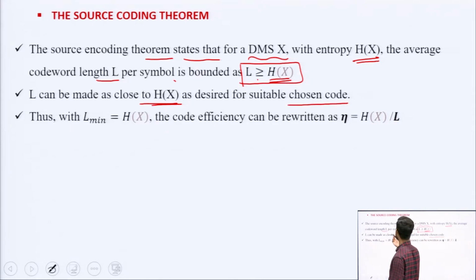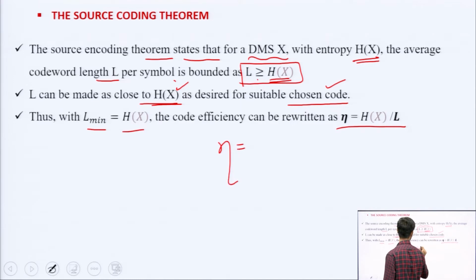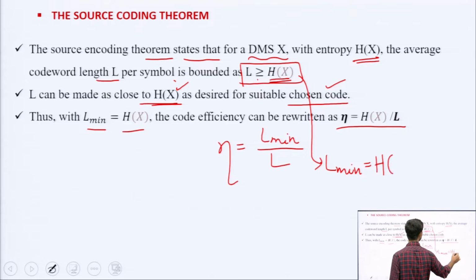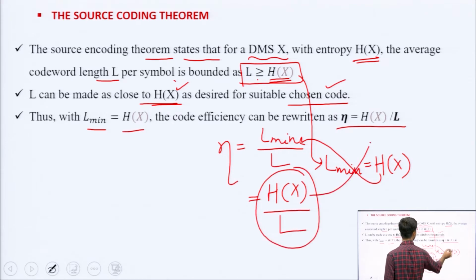So how can L be close to H(X)? By using suitable codes. Thus, with L min equal to H(X), the code efficiency can be rewritten as eta equal to H(X) divided by L. Previously we saw that eta equals L min divided by L, but the minimum value of L, that is L min, is H(X). So I can put this here, eta equals H(X) divided by L, which is nothing but this.